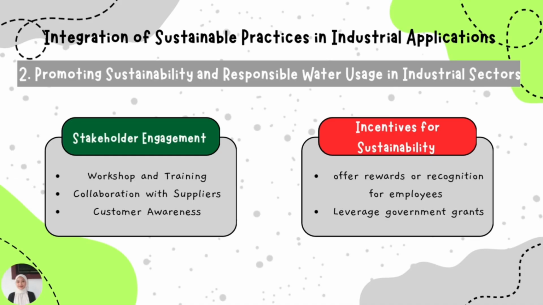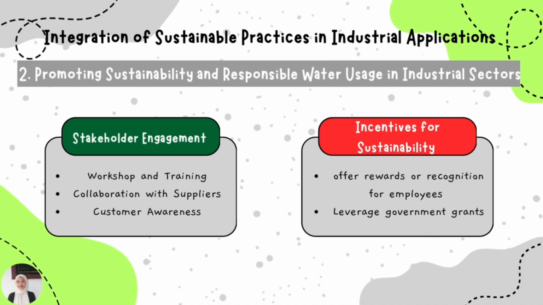So the first one is stakeholder engagement. We can do a workshop and training. For example, we conduct a session to educate employees and the management about the importance of sustainability and efficient water usage. The next one is collaboration with supplier. We can partner with a supplier who prioritize sustainable practice to reinforce a shared commitment.